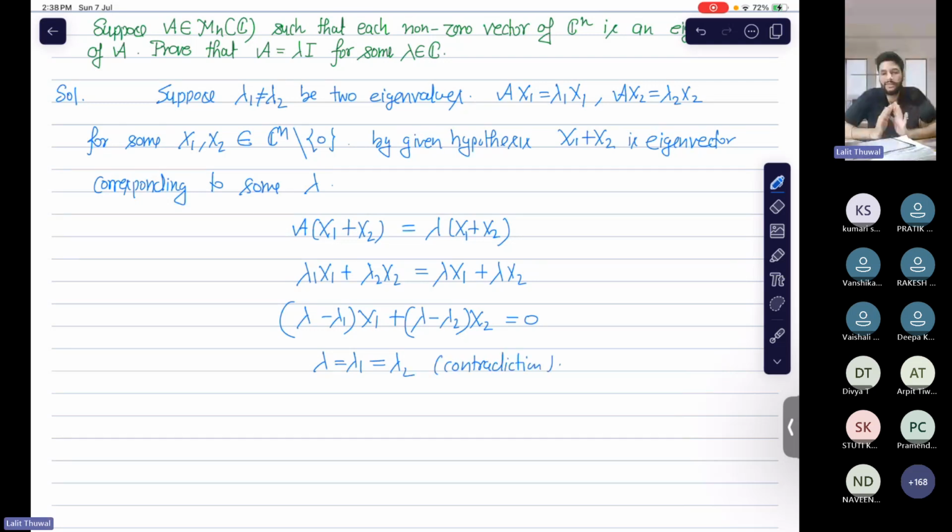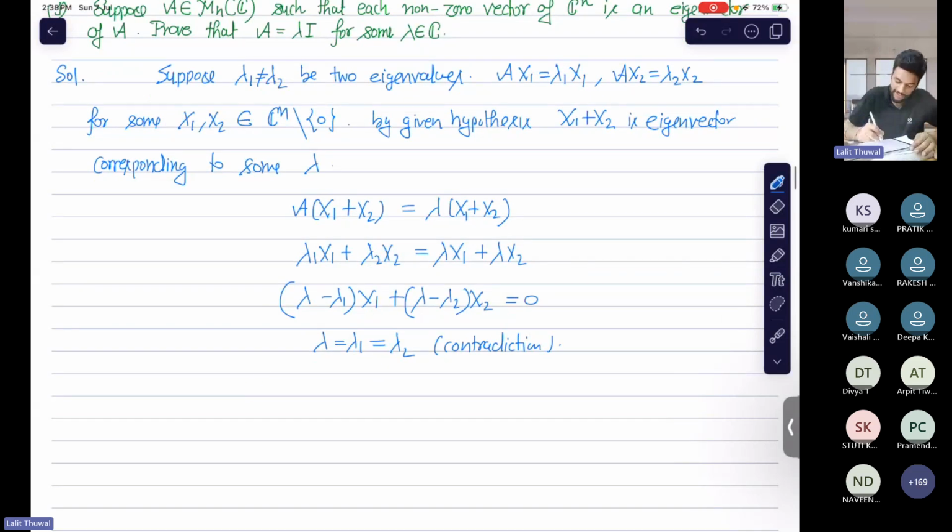So A does not have two distinct eigenvalues. What does it mean? That all the eigenvalues of A are the same. So the characteristic polynomial of A is (x minus lambda) to the power n, right?